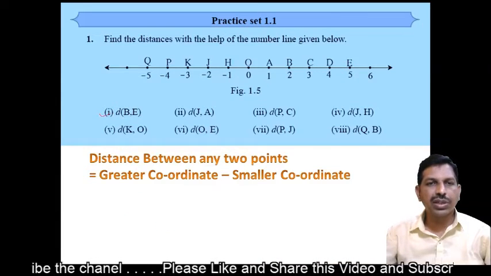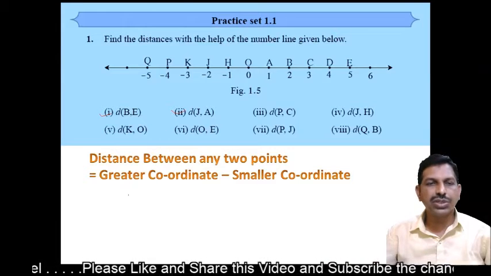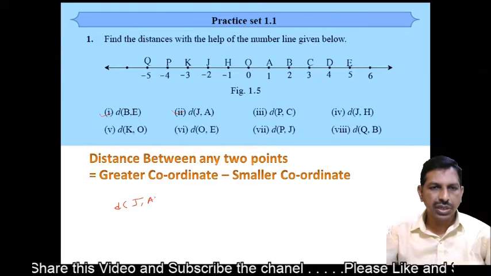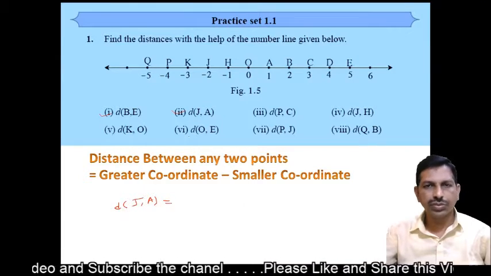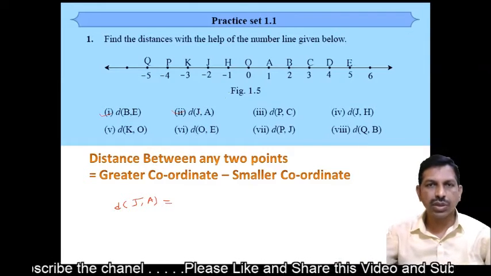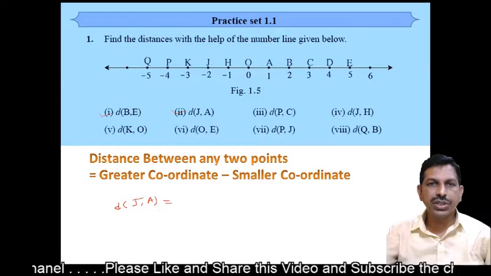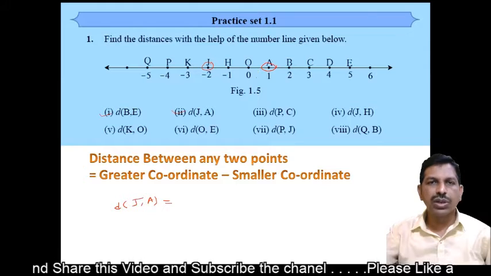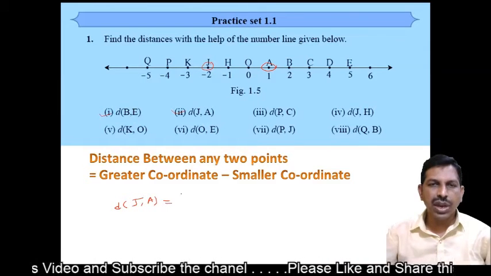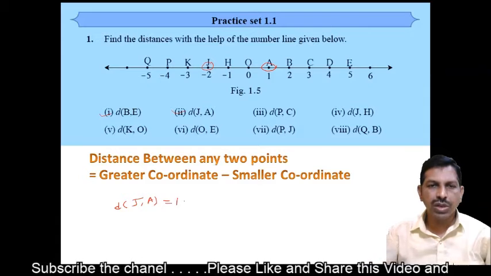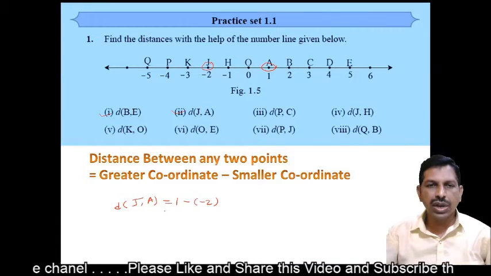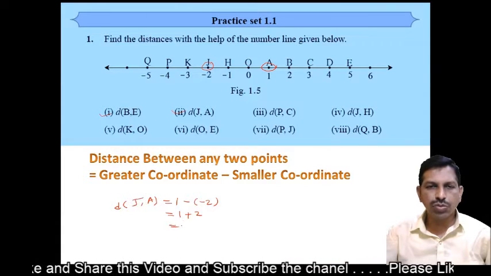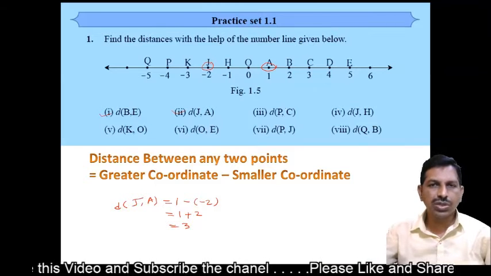Now let us find the next distance, that is distance of JA. Here the coordinate of point J is minus 2 and the coordinate of point A is 1, and therefore the greater coordinate is 1 and the smaller coordinate is minus 2. So 1 minus negative 2, that is 1 minus of minus is plus 2. 1 plus 2 means it is equal to 3. So this is distance of JA.